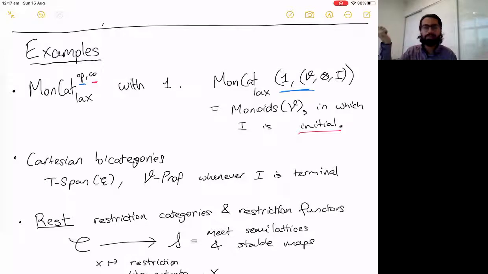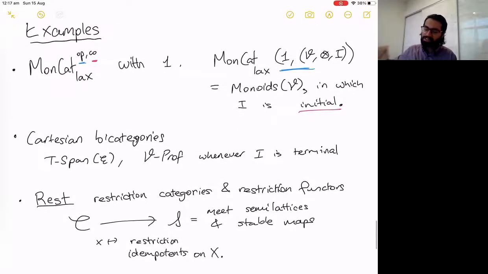Then there are many examples that come from Cartesian bicategories. So for example, T-span E for a category with finite limits E and a Cartesian monad on your finite limit category. Then VProf for semi-Cartesian monoidal categories, that is, when your unit is actually a terminal object. And then there's another example, the 2 category of restriction categories and restriction functors.